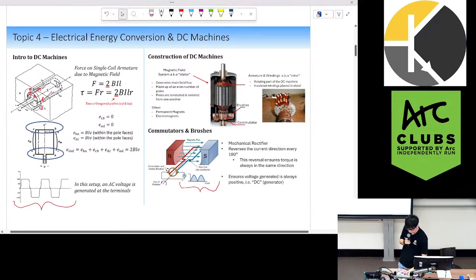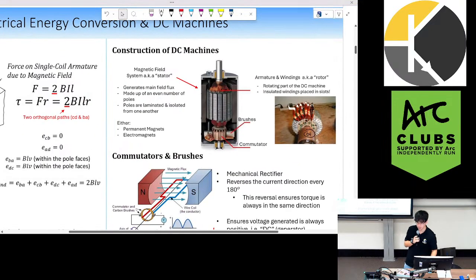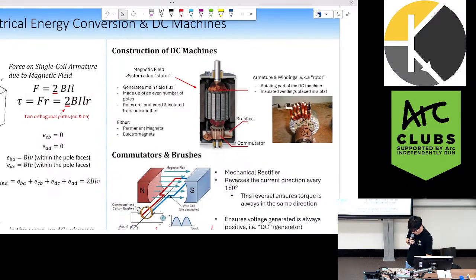Just a bit on the construction of a DC machine. We have the stator, which is either going to be a permanent magnet or an electromagnet, and we'll see the difference in that when we look at the equivalent circuits. And then in terms of the rotor, that is your armature, and that is made up of your windings.